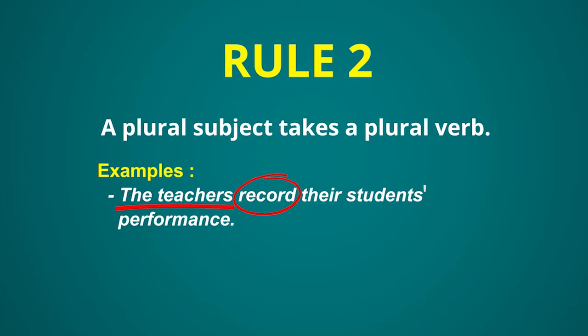Further, the dogs eat the bones. To get the subject, we might ask ourselves, who eats the bones? Our answer would be the dogs. The dogs is a plural subject, and the rule tells us that a plural subject must take a plural verb. In that case, we must use eat instead of eats as the verb to go along with the subject dogs.